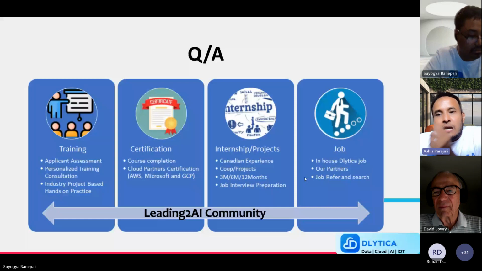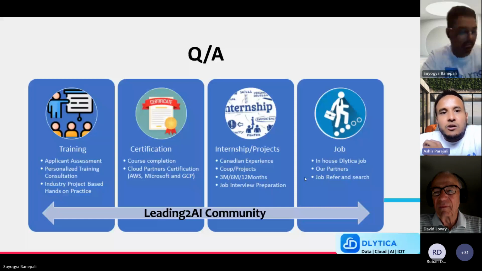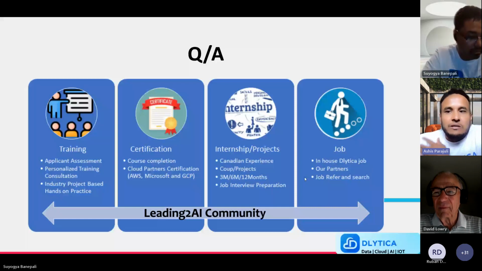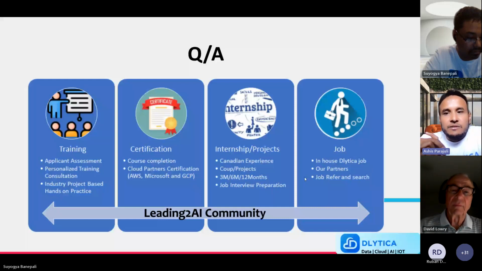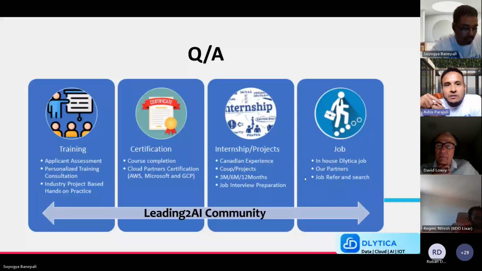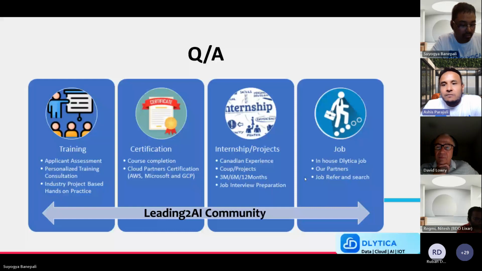if you are targeting big data, then cloud is a must these days, because most companies are moving to the cloud. Even Dlytica is helping a lot of companies migrate their solutions to the cloud. Every business is going to the cloud, so cloud skill is a must, and you should always combine whatever skill set you have with the cloud. Then you stand out, and especially in big data, you definitely require it.